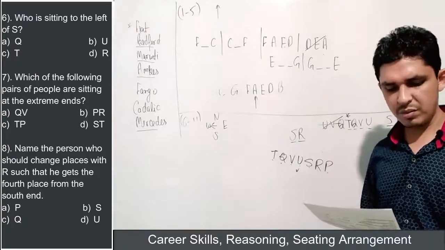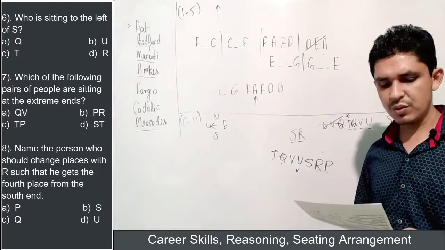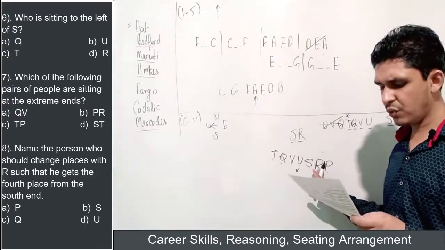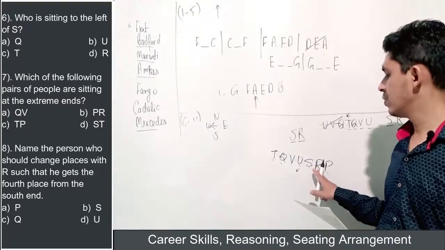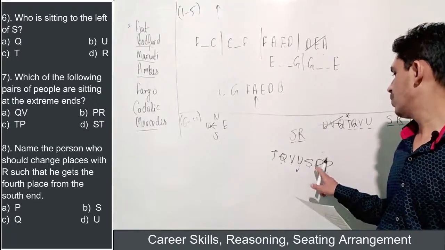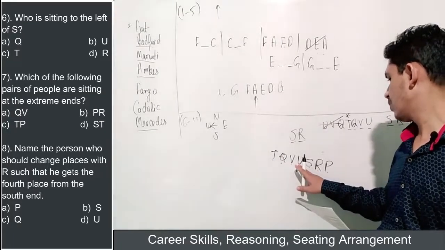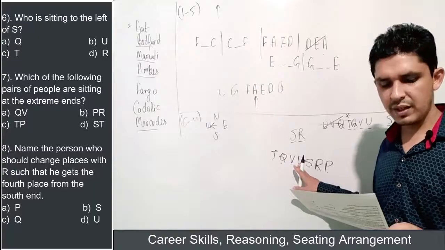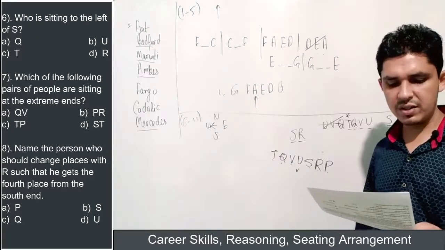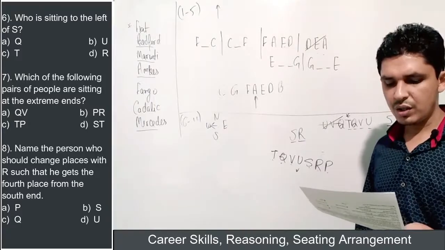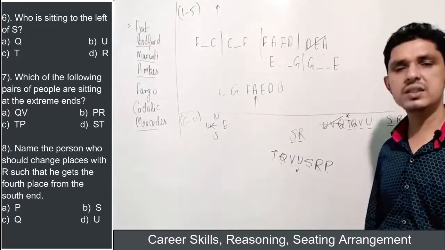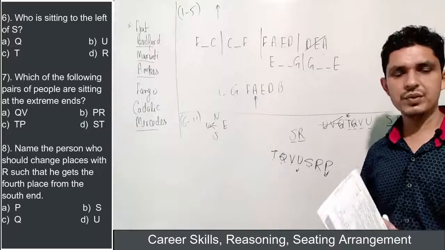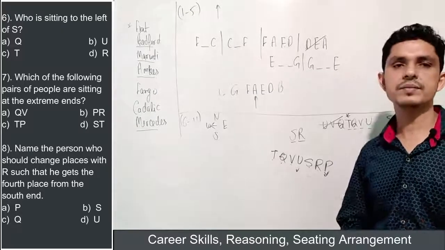Question number 8, name the person who should change place with R such that he gets 4th place from the south end. 1, 2, 3, 4. So the answer of this question will be U, right? Question number 10, which of the following conditions given above are not required to fill out the place in which P is sitting? So friends, for finding the position of P, all these statements are required. So the answer of this question will be all are required, right?